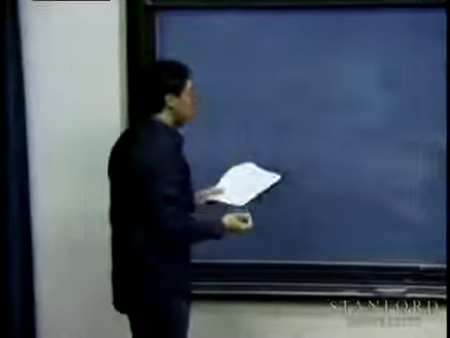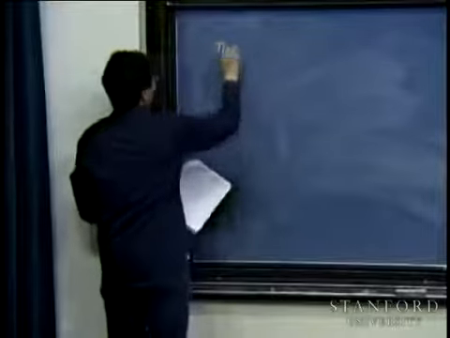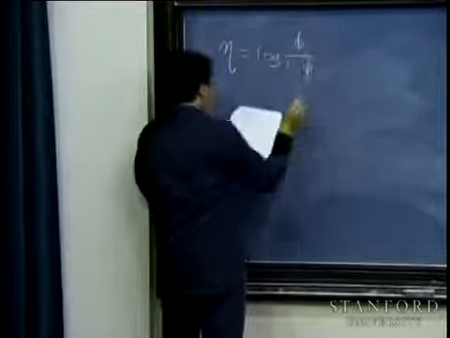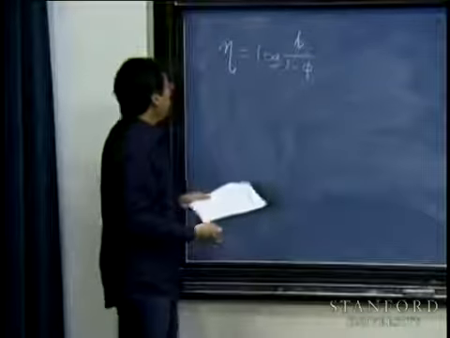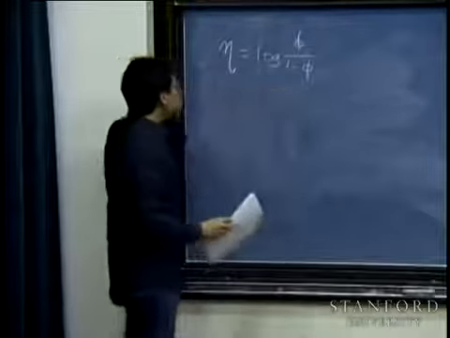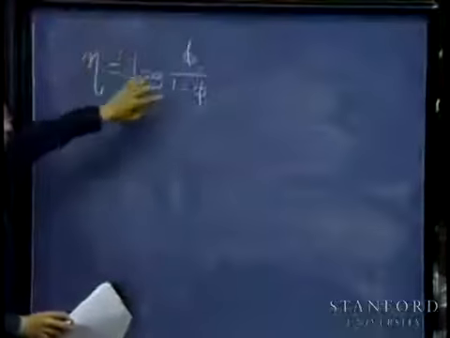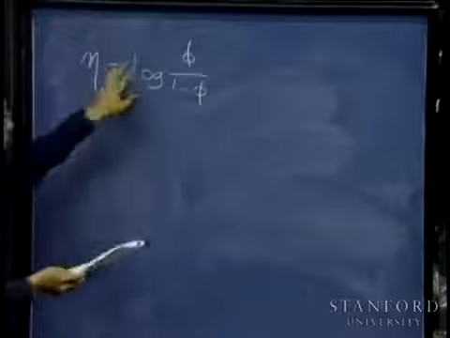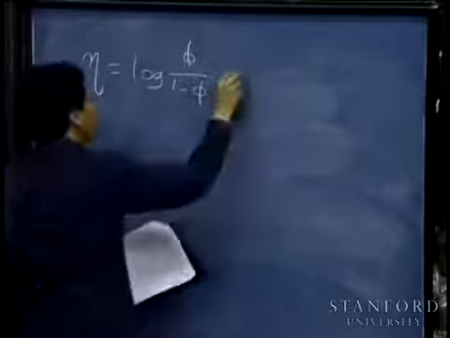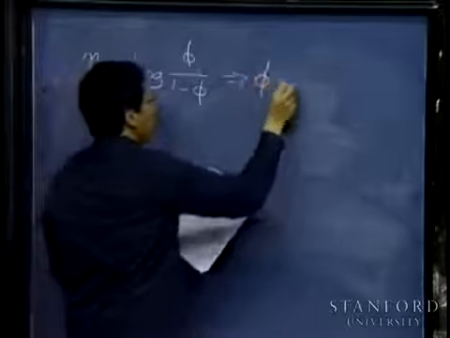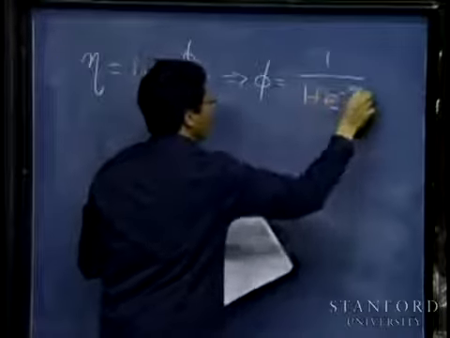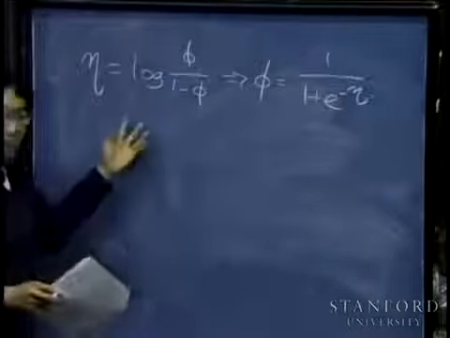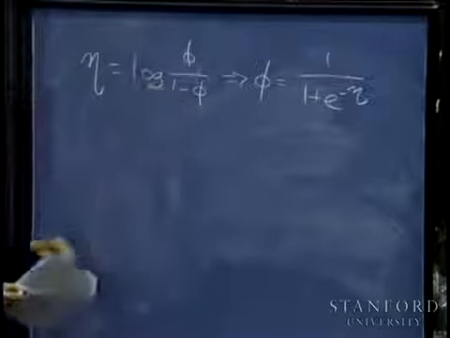Let me write down a few more things. Copying from the previous board, we had that eta is therefore equal to log phi over 1 minus phi. I won't do the algebra, but if you take this formula and invert it, solving for phi as a function of eta, you find that phi is 1 over 1 plus e to the minus eta. Somehow the logistic function magically falls out of this. And we'll take this even further later.